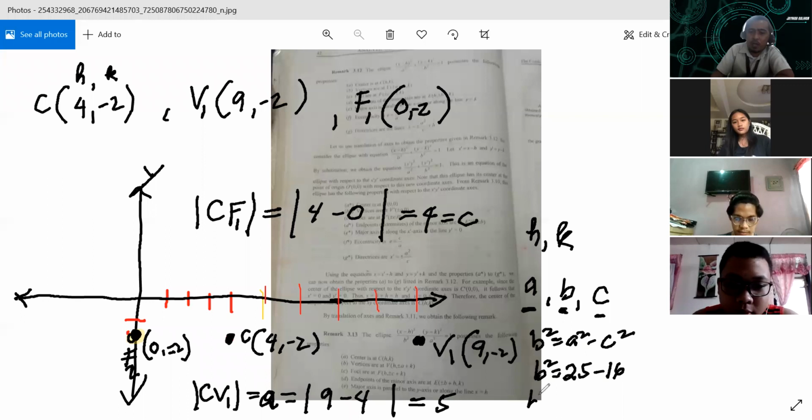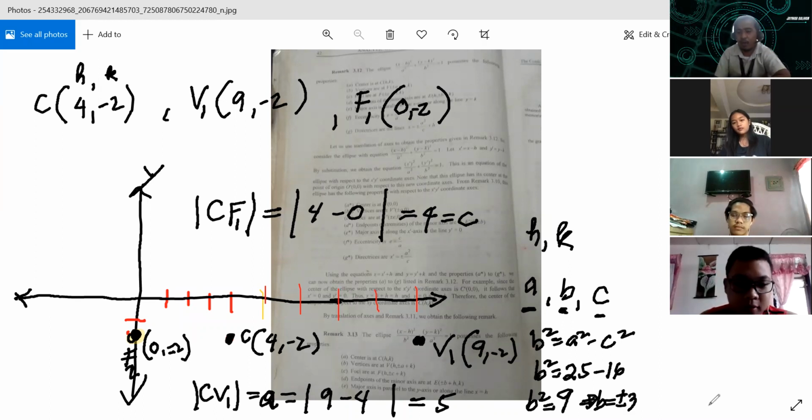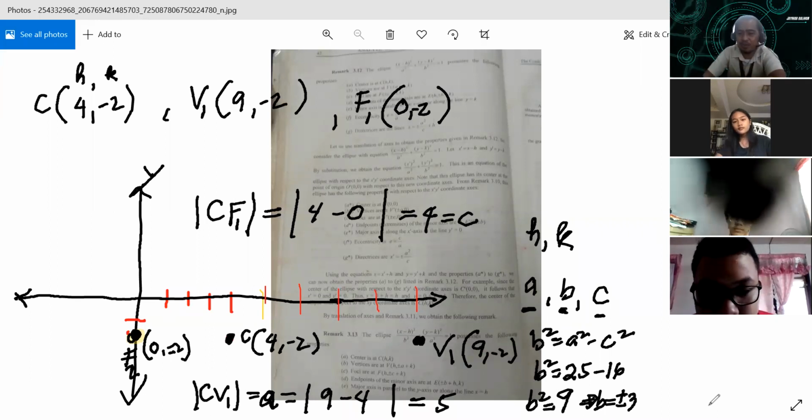So it will be now B squared is equal to 9. Take the square root on both sides. B is equal to positive or negative 3. Yes, positive or negative 3. Or somehow your B is 3. Okay? Your B is 3. Are you now ready to find the equation?